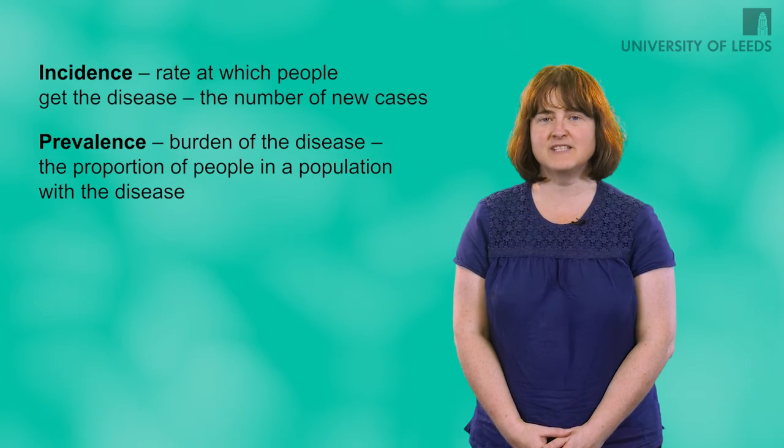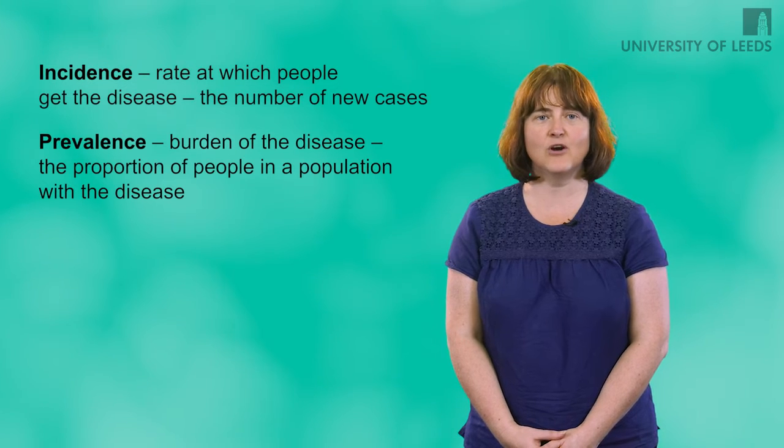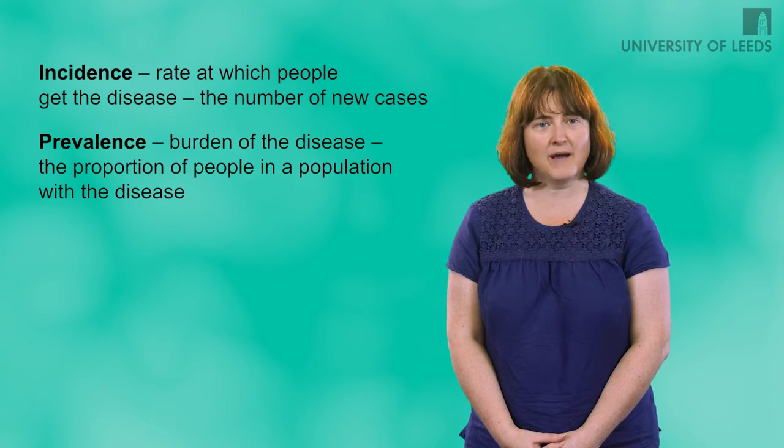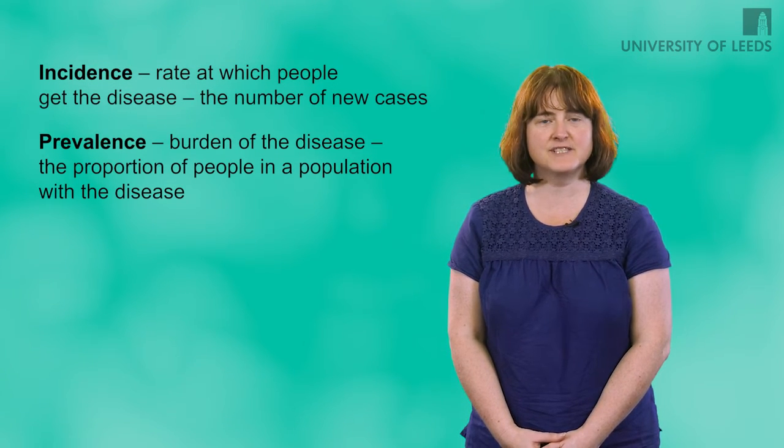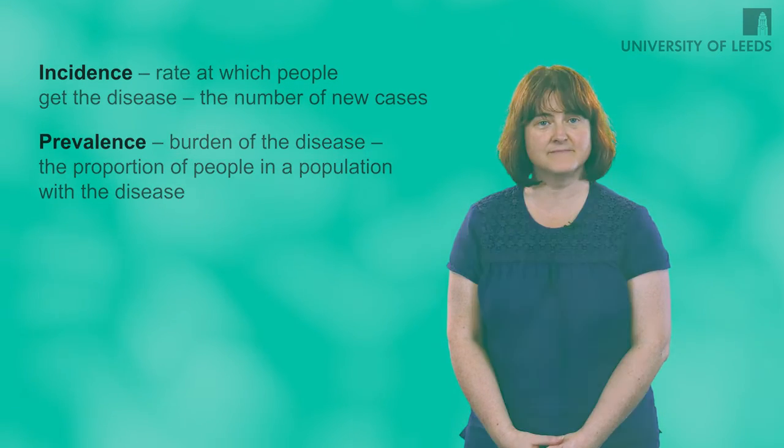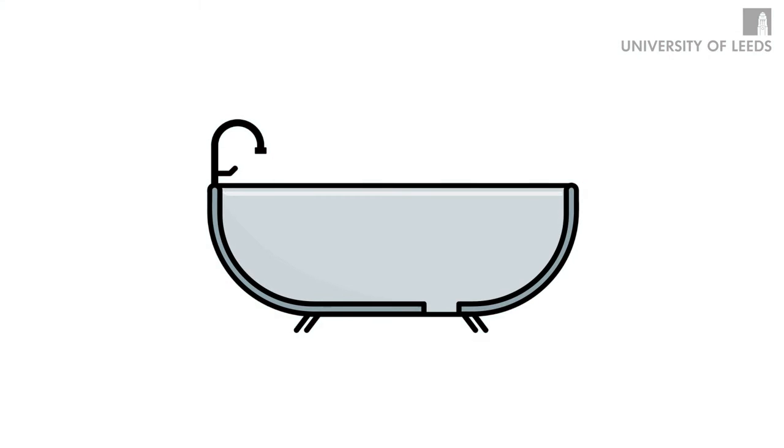Which of these indicators is used depends on what you want to know about the distribution of a disease and the actual disease you are investigating. The difference between incidence and prevalence can be explained by using an analogy of a bathtub. The bathtub itself represents the whole of the population being investigated. This could be a country or a specific region or area.